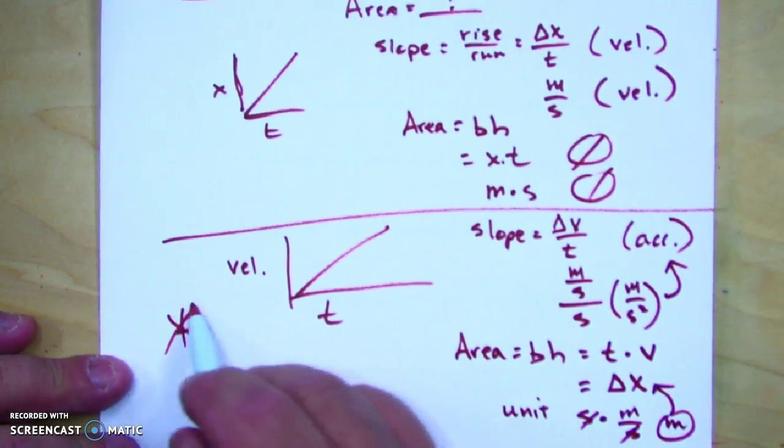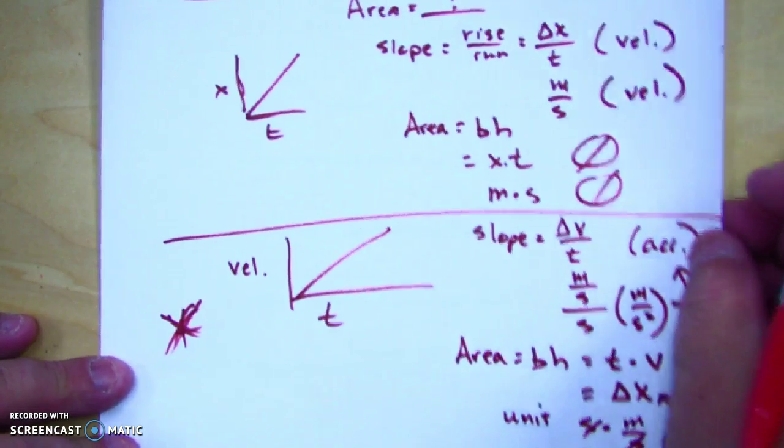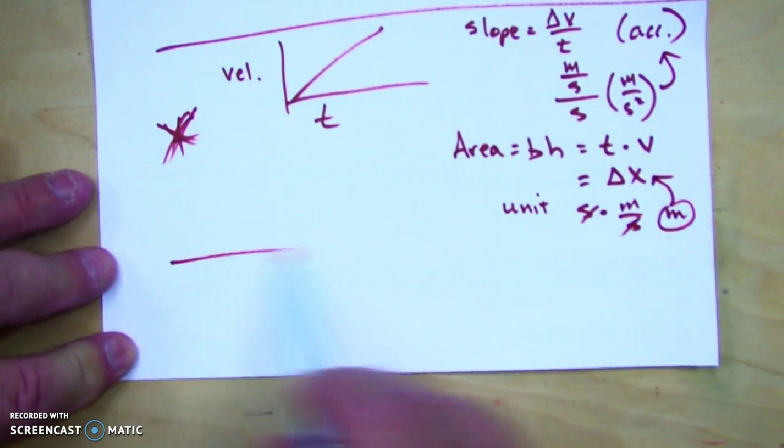These are the best types of graphs, because all three things I want to establish about motion I can get from this graph.